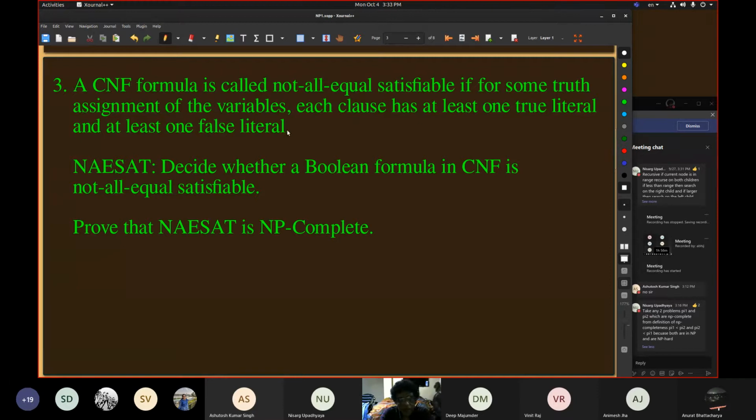Okay. And by not all equal SAT, I denote the problem of deciding whether a Boolean formula in the conjunctive normal form is not all equal satisfiable. So prove that this problem is NP complete. Okay, maybe think about it a bit and let everybody think. Maybe after 5 minutes or so, I will ask for suggestions.